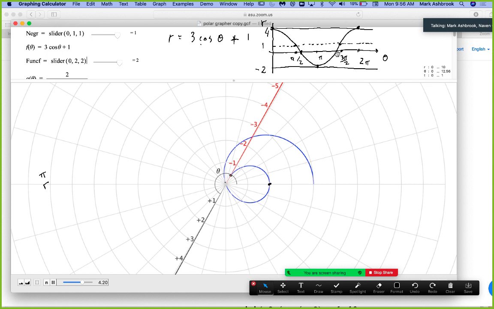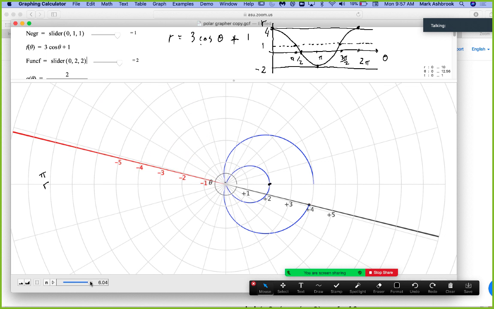R equals 0 is right about here now. And now R is shooting up quickly to 1 when we get to 3 pi over 2. And then from 3 pi over 2 to 2 pi, R increases from 1 to 4. Quickly at first, and then slowly at the end.